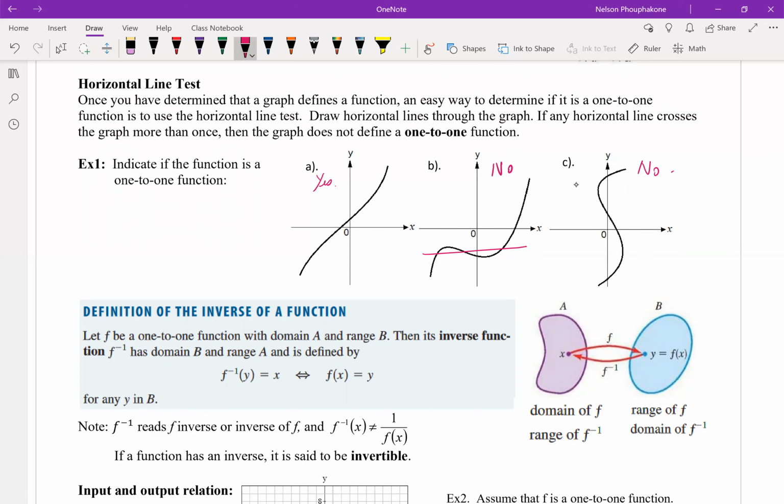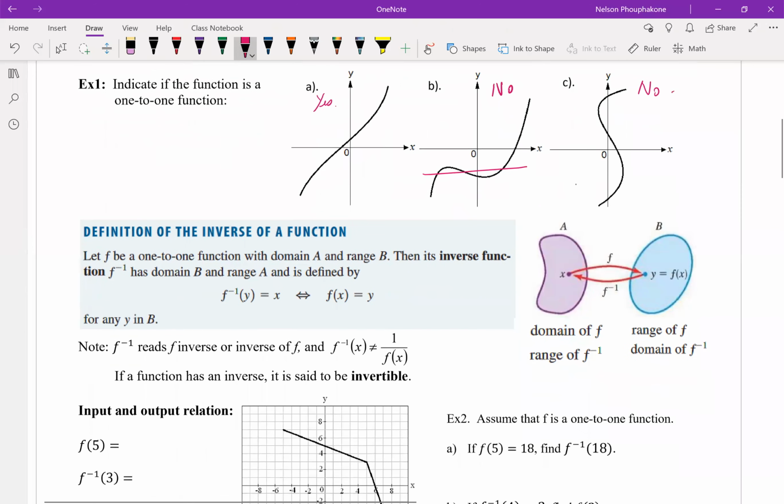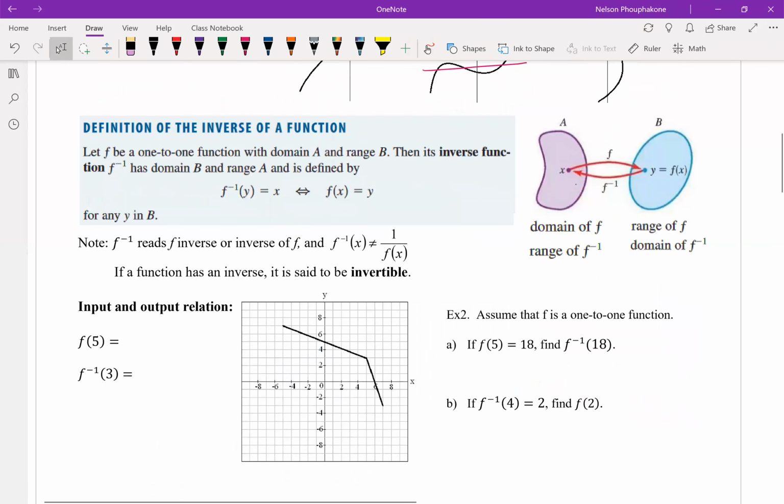Now let us learn the inverse notation. Let f be a one-to-one function with domain A and range B. Then its inverse function, f inverse, which has domain B and range A, is defined by f inverse of y equals x, provided that f of x equals y for any y in B. Remember, this notation is not f to the power of -1; we call it f inverse.